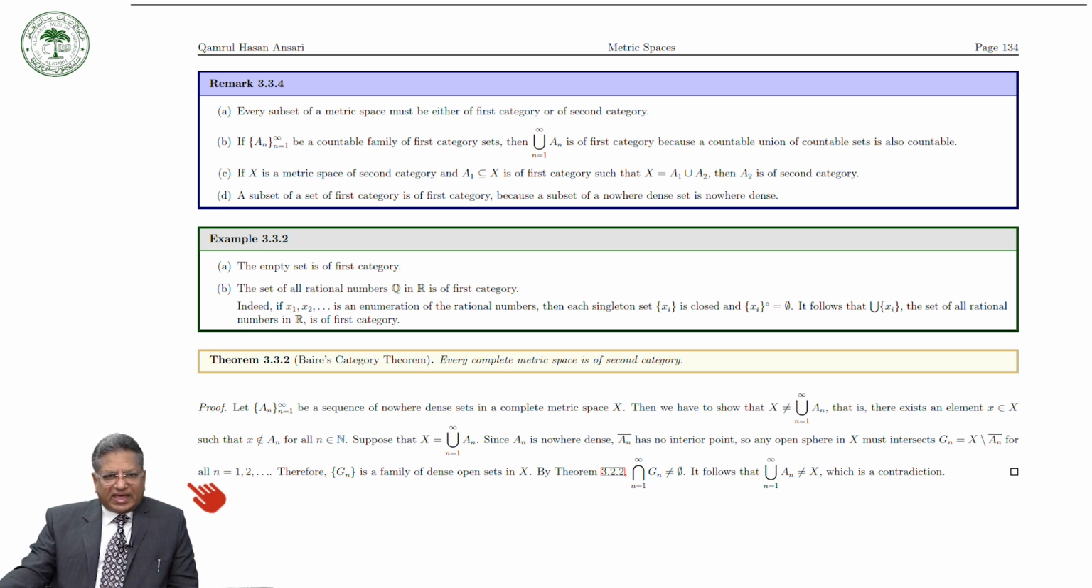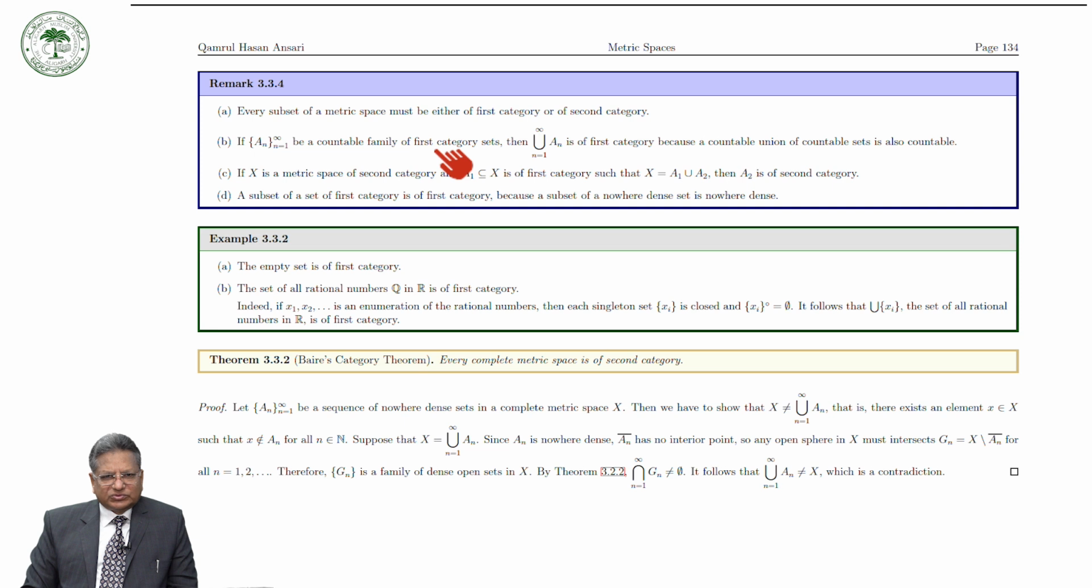So if we have a countable family of first category sets, then the union is of first category, because a countable union of countable sets is also countable. So if we have a countable family of first category sets, then their union is also of first category. If X is a metric space of second category and A1 is a subset of X of first category, such that X is equal to A1 union A2.